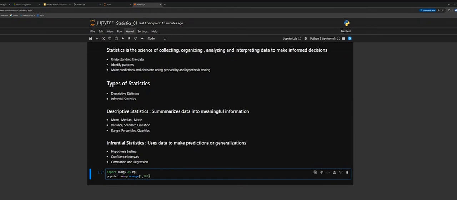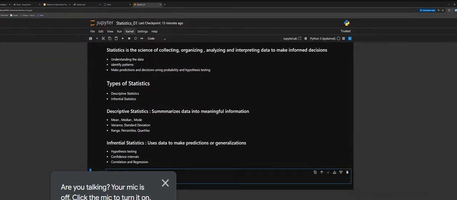Python starts counting from 0, right? So I have added 1, so it will take 1 to 101, which means the last number is 100. Okay, now I'll create a sample.